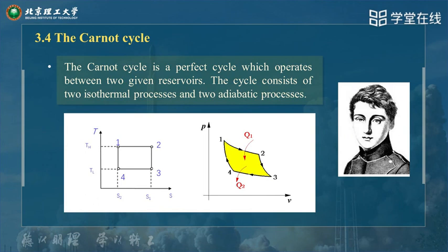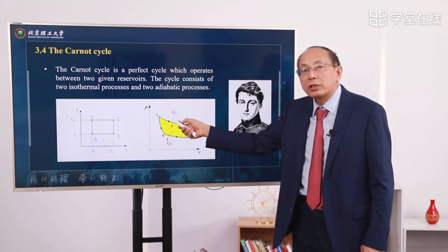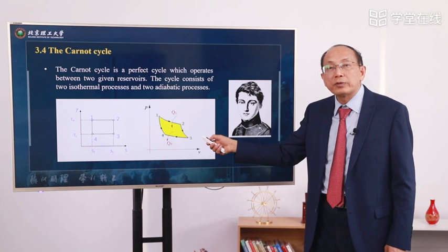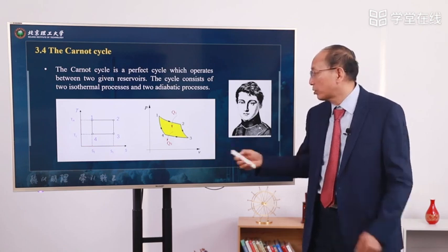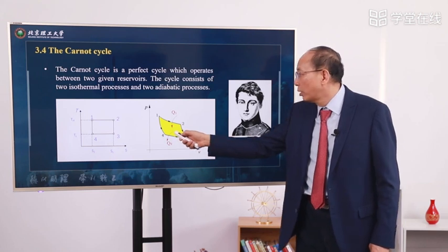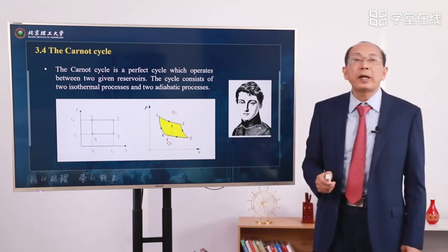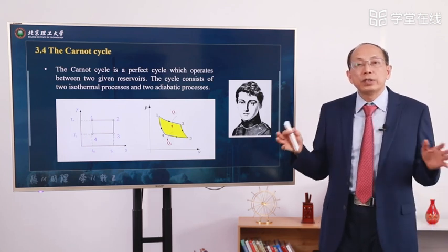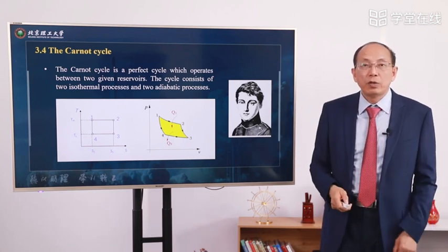The Carnot cycle consists of two isothermal processes and two adiabatic processes. 1 to 2, the temperature is constant. 2 to 3 is an adiabatic process, no heat transfer. 3 to 4, the temperature is constant. 4 to 1 is an adiabatic process. So this cycle is very, very special.